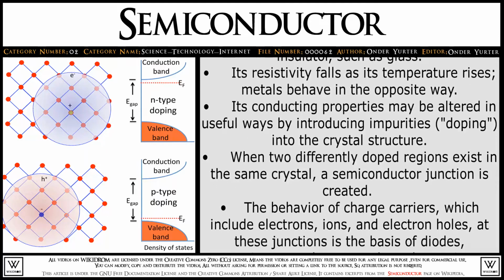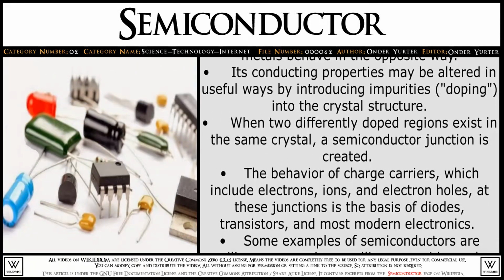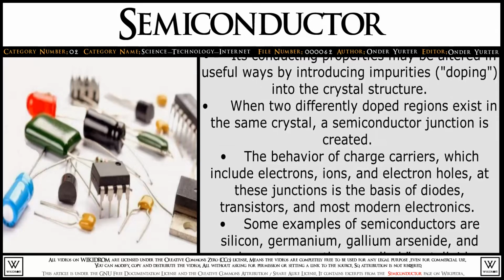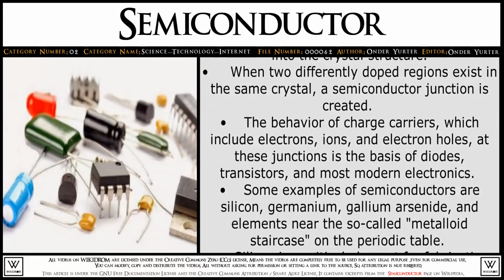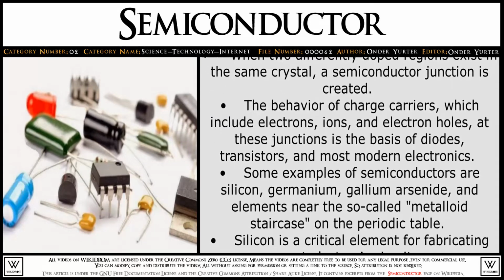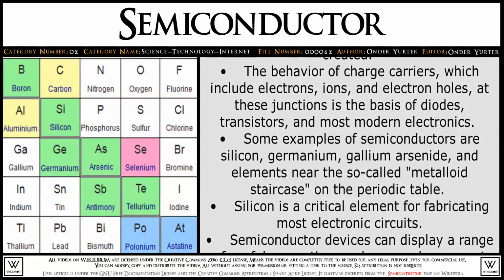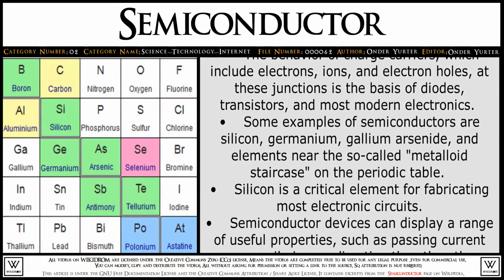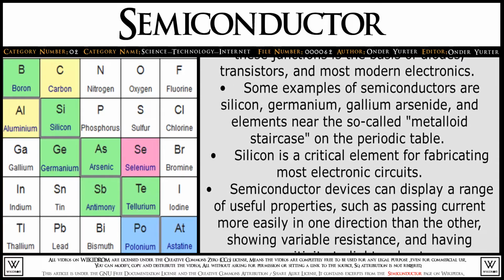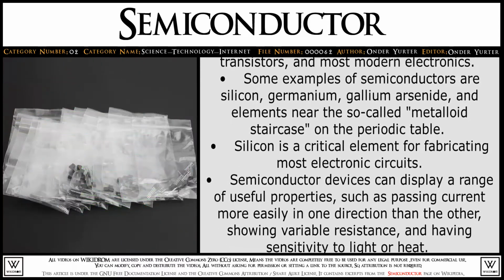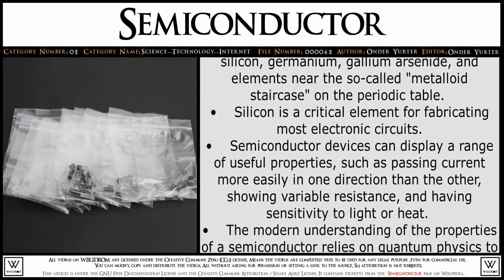When two differently doped regions exist in the same crystal, a semiconductor junction is created. The behavior of charge carriers, which include electrons, ions, and electron holes, at these junctions is the basis of diodes, transistors, and most modern electronics. Some examples of semiconductors are silicon, germanium, gallium arsenide, and elements near the so-called metalloid staircase on the periodic table. Silicon is a critical element for fabricating most electronic circuits.